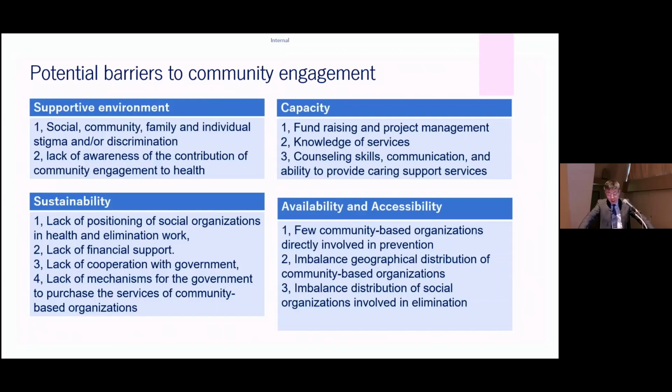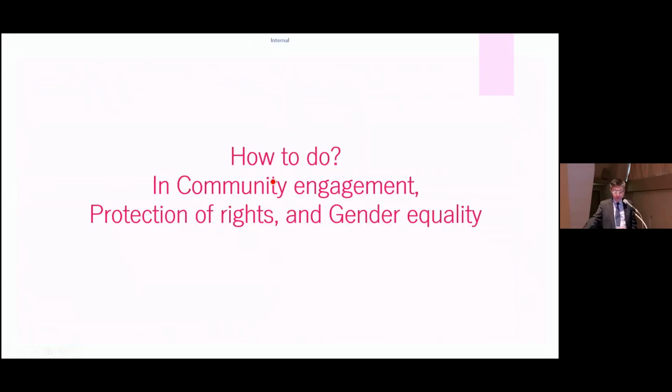Few community-based organizations are directly involved in prevention. Also, we have the imbalanced geographic distribution of community-based organizations and imbalanced distribution of social organizations involved in elimination. So therefore, we have needs and barriers, and maybe others, that should be addressed.